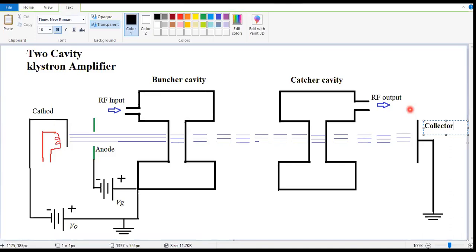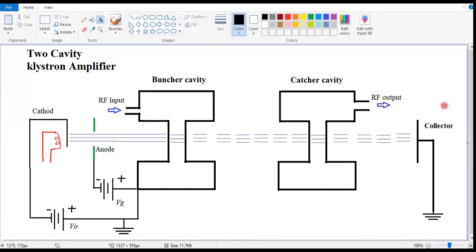So this collector, can anyone tell me whether it will be a positively charged or negatively charged plate? It will be the positively charged plate, because electrons are negatively charged, so they will get collected here.